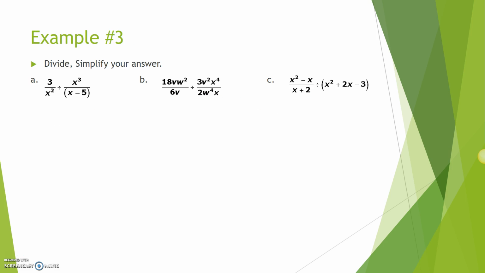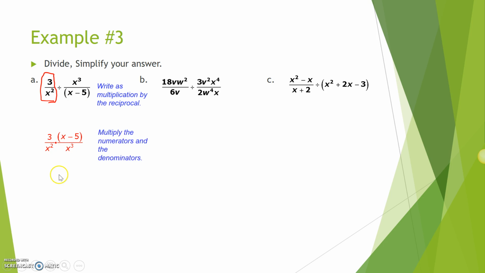So here's our last set of examples. And we have here 3 over x squared divided by (x to the third) over (x minus 5). So as the definition mentioned in the previous slide, we are going to take this first set, 3 over x squared, and we're going to multiply that by the reciprocal. Notice we flipped this x minus 5, that's now in the numerator, over x to the third.